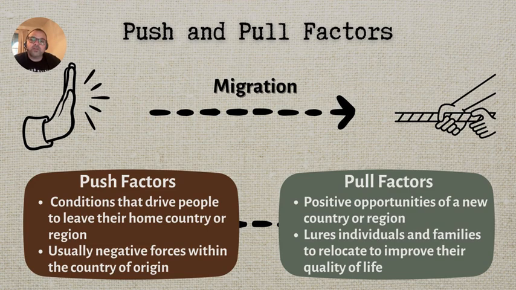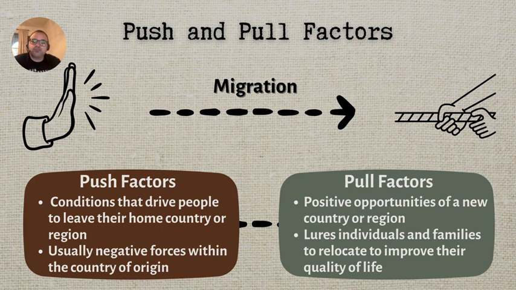Now, typically, when we look at factors of migration, we look at two main types. First, being push factors: conditions that drive people to leave their home country or region, right? Think of pushing something away. These are usually negative things within the country of origin: economic hardship, political instability, environmental disasters, famine, persecution, etc. Conditions that make people want to leave their homeland.